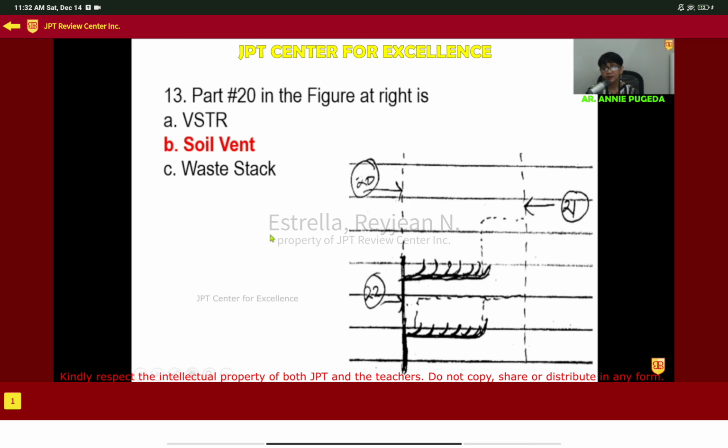Yan. Now, ano naman yung 21? Oh, puro hangin, pinakamayabang na tubo, puro kahanginan. Di ba? O ano na, nakikita nyo na dyan. So, it is known as main vent, but more popularly known as vent stack. Puro hangin lang, wala siyang tinatanggap na waste.